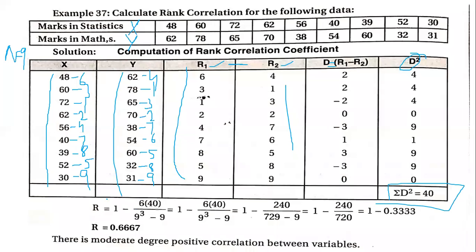So 1 minus 6 sigma d square by n cube minus n. So 6 into sigma d square is 6 into 40, divided by n cube minus n. 1 minus 6 into 40 is 240. 9 cube is 729 minus 9. So 1 minus 240 by 720. So the value of correlation coefficient that you get is R is equal to 0.06667. Now, since it is a positive number, I can say that it is a positive correlation.